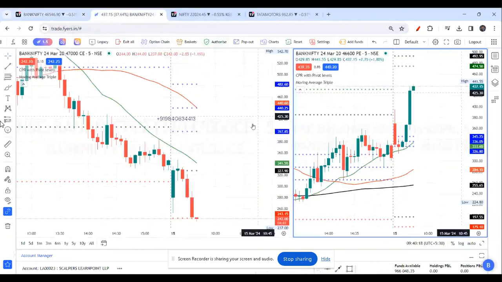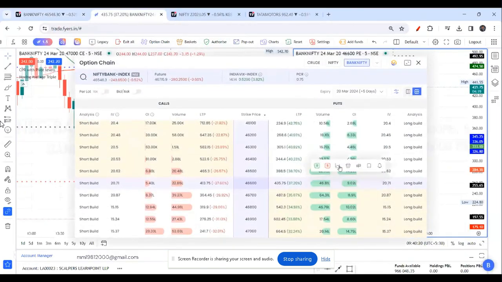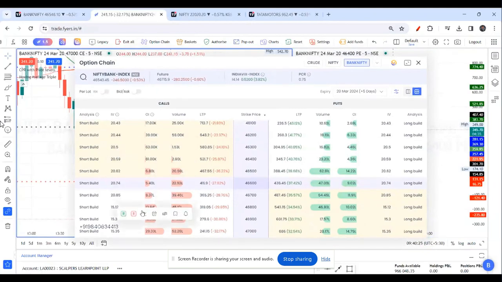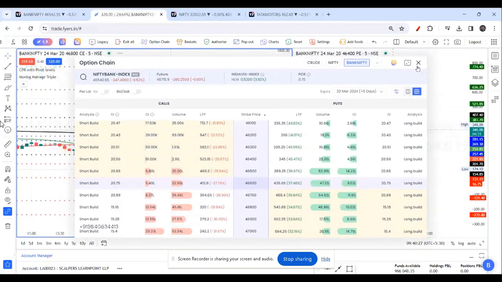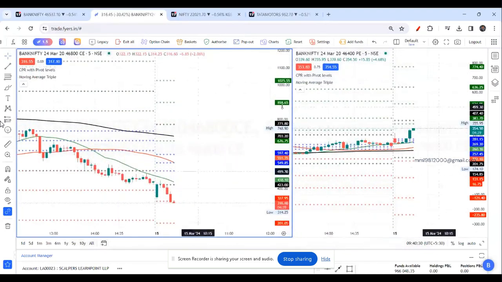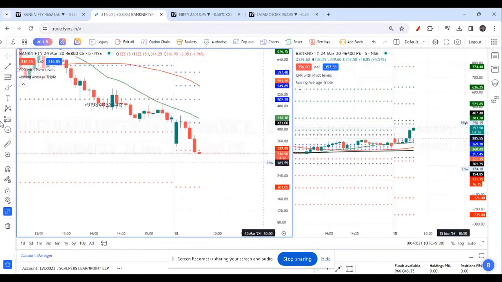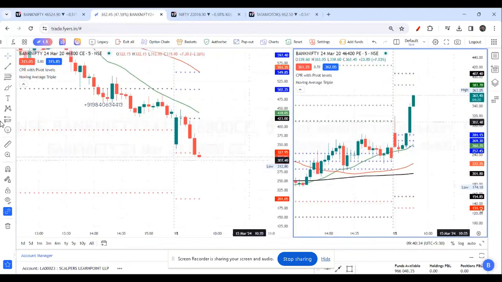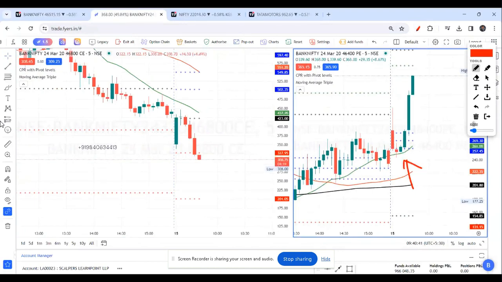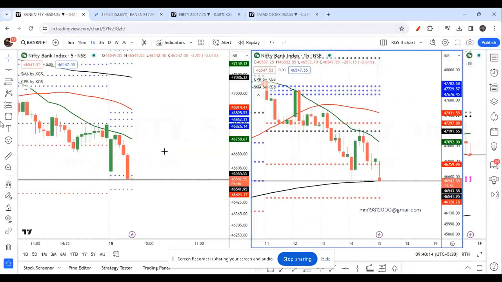I think we have to change the strikes. So let me change the strike prices for put option as well as call option. Again, 2 strikes OTM. So I have taken 46,800 call and 46,400 put. So you can see put has given a good spike. You could have scalped some points if you had taken a short.